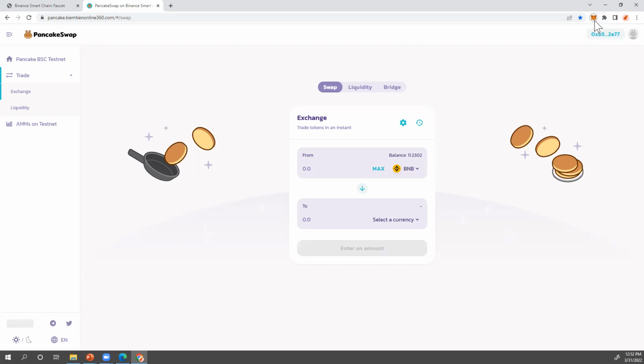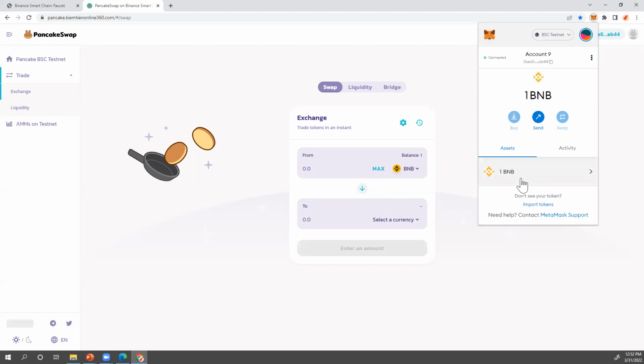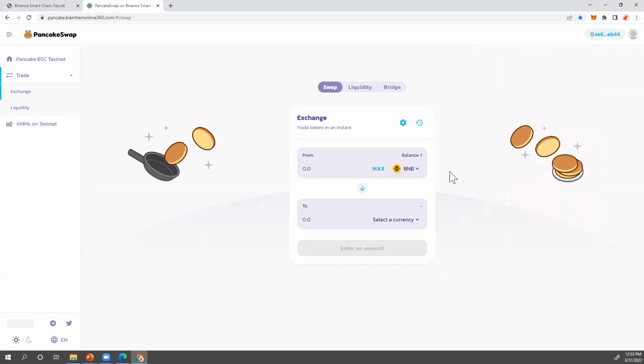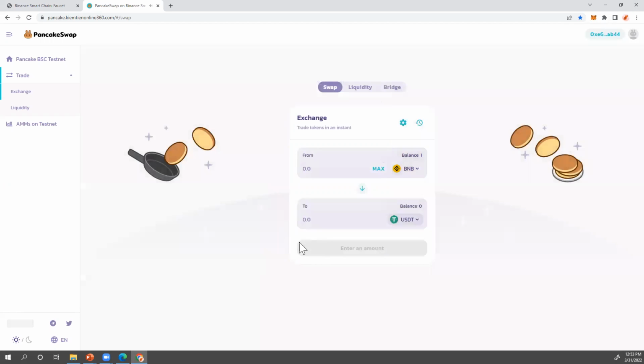So for example, let me switch to the account I just created, this one. I just got 1 BNB in that account, right? Now I connect this account to Pancake Swap on the BSC testnet. It says connected, and I have the amount over here. This is the balance. So I can swap to any other tokens that I may want. For example, I can swap to Binance USD, or I can swap to Tether, like this one.